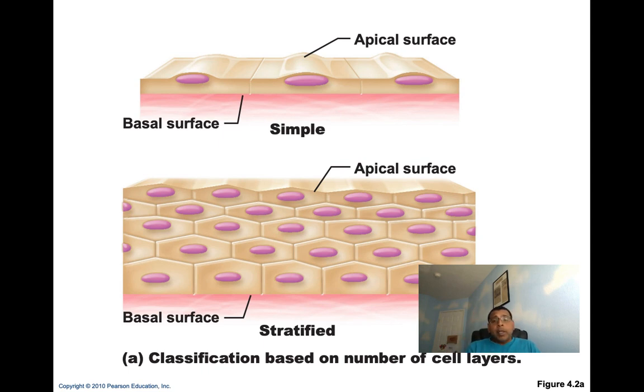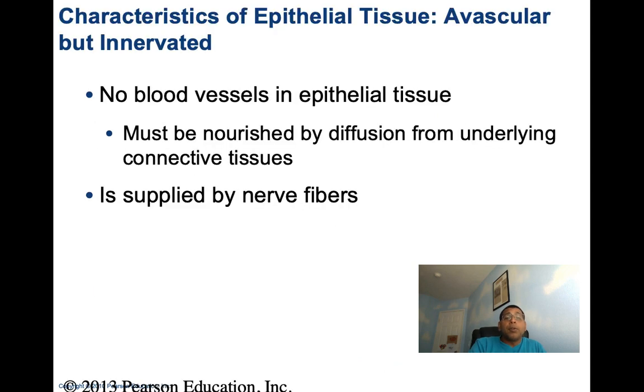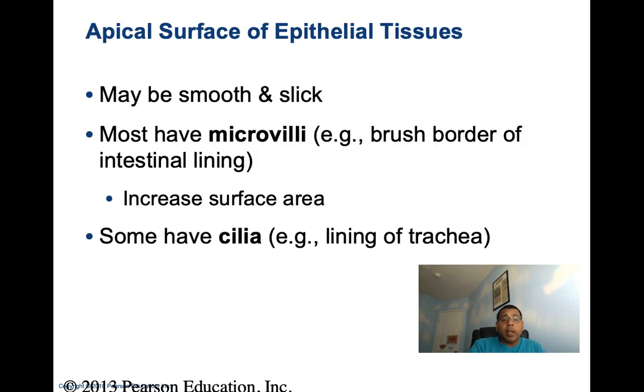Now when we talk about the apical surface, I told you the apical surface can be smooth and slick, or it can have microvilli. Now when we talk microvilli, microvilli are finger-like extensions of the plasma membrane. What they do is they increase the surface area. Microvilli increase the surface area.